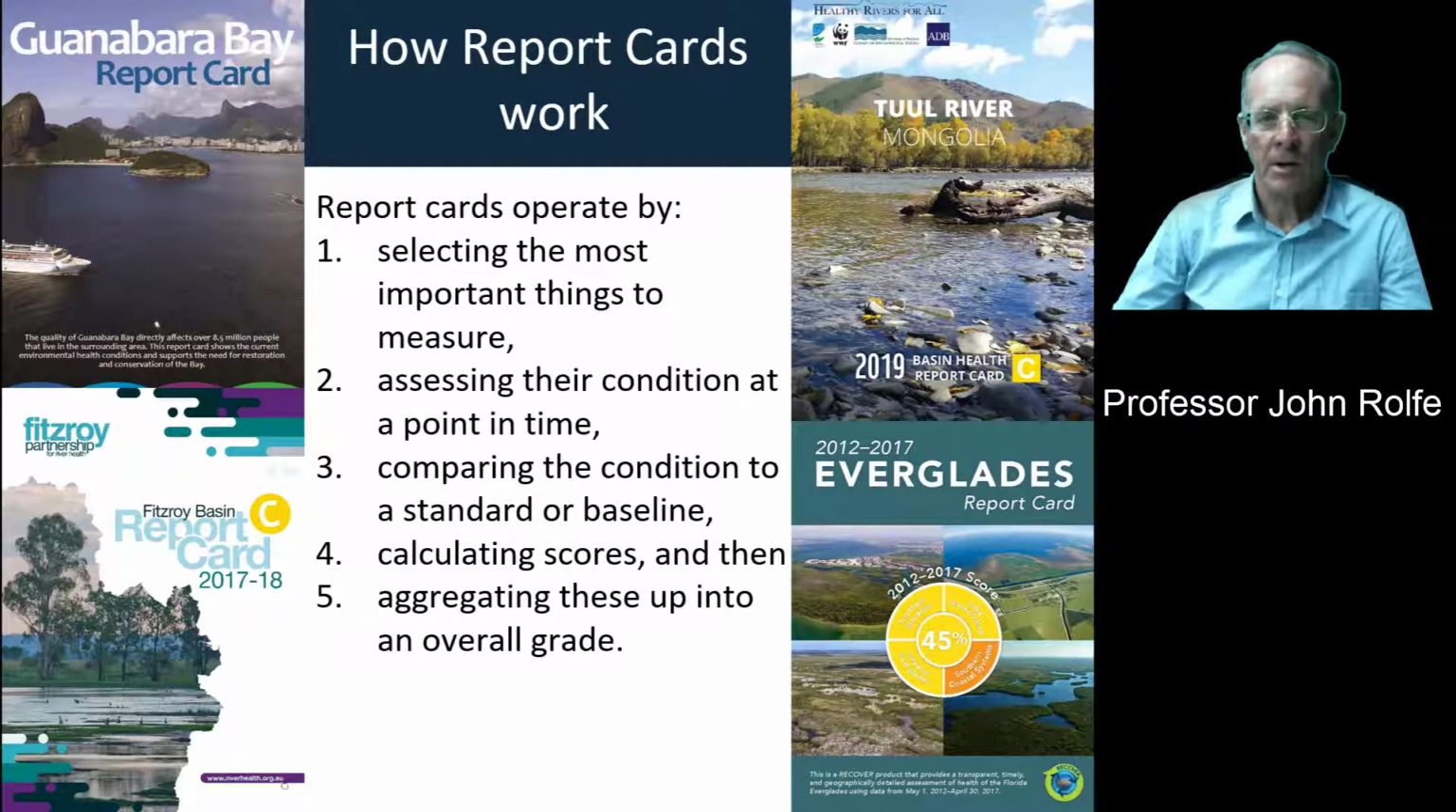Report cards work by selecting the most important things to measure from the environment or other dimensions, assessing their condition at a point in time, normally annually, comparing that measured condition to a standard or baseline, calculating the scores from that comparison, and then packaging them up or aggregating them into an overall grade. So these are examples of other report cards around the world where each year the report process aggregates scores up into a grade and then packages them up into something that's easy for people to understand.